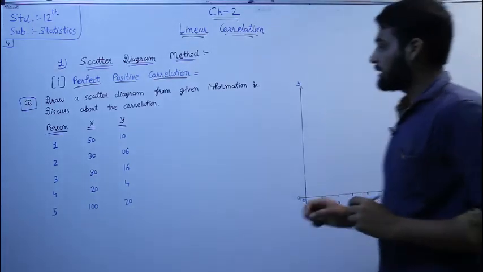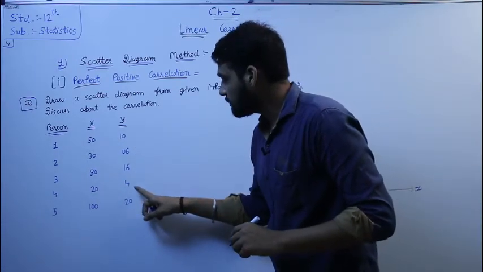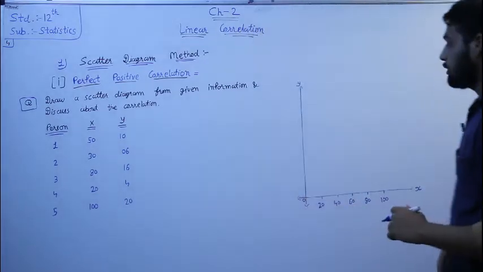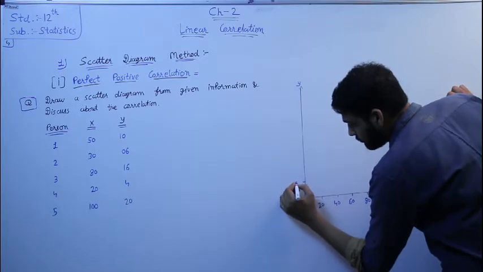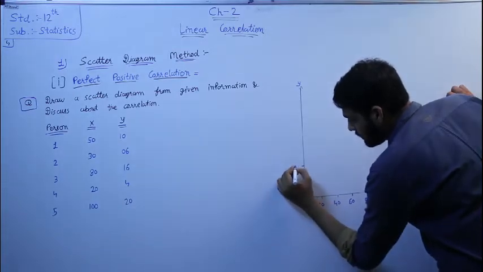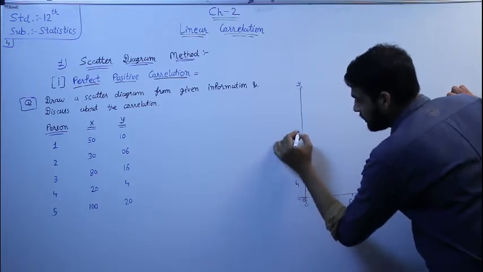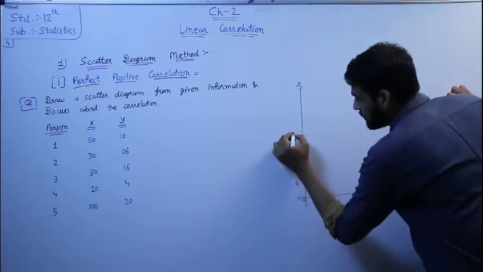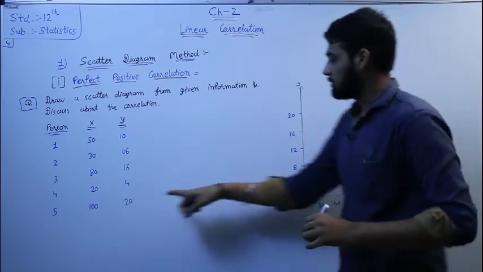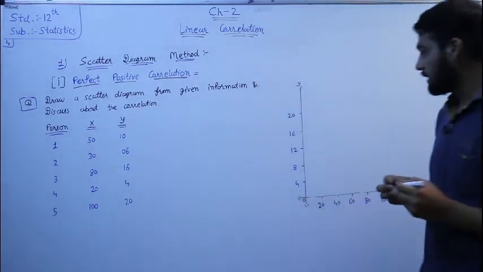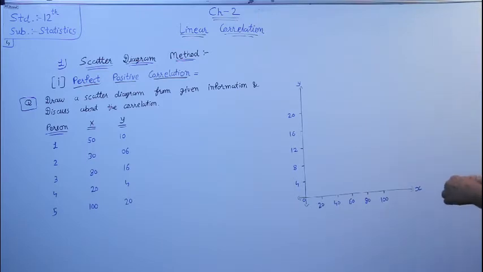On the y axis we take the values of the y variable: 10, 4, 6, 16, 4 and 20. We take a gap of 4 between two values. The first value is 4, the second is 8, the third is 12, the fourth is 16, the fifth is 20, because the maximum value of the y variable is 20. Now we plot the points of the x variable and y variable.